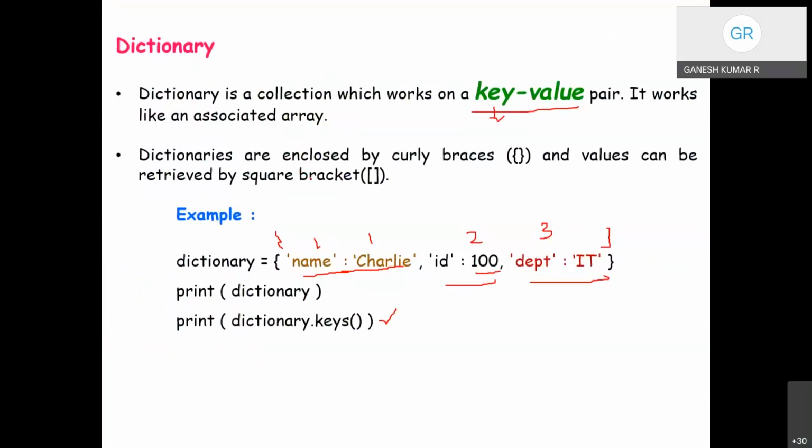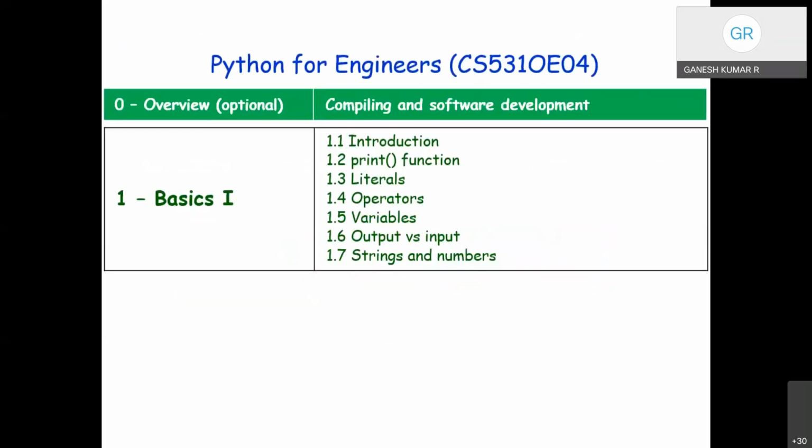So a dictionary is a special case where the data are represented in the form of key-value pairs. That's why it is said to work like an associative array. Overall, the output is enclosed in a pair of braces, and the selective values, either keys or data, are retrieved in square brackets. Okay, so that's all about this.